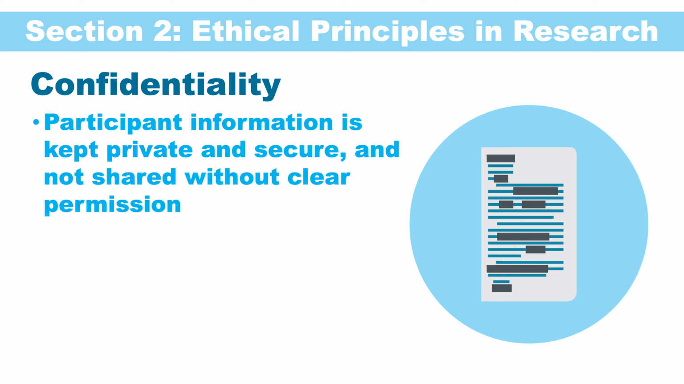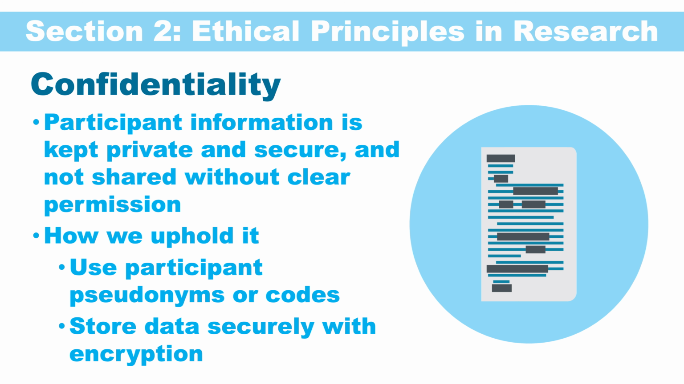Next up is confidentiality. Confidentiality means keeping participants' information private and secure. Participants should trust that their data won't be shared without their permission. For a researcher studying sensitive topics like drug use, accidentally revealing a participant's identity is a major breach of trust and privacy and can have significant consequences for the participant. We uphold confidentiality by using pseudonyms or codes instead of real names. We store data securely using encryption and restricted access.